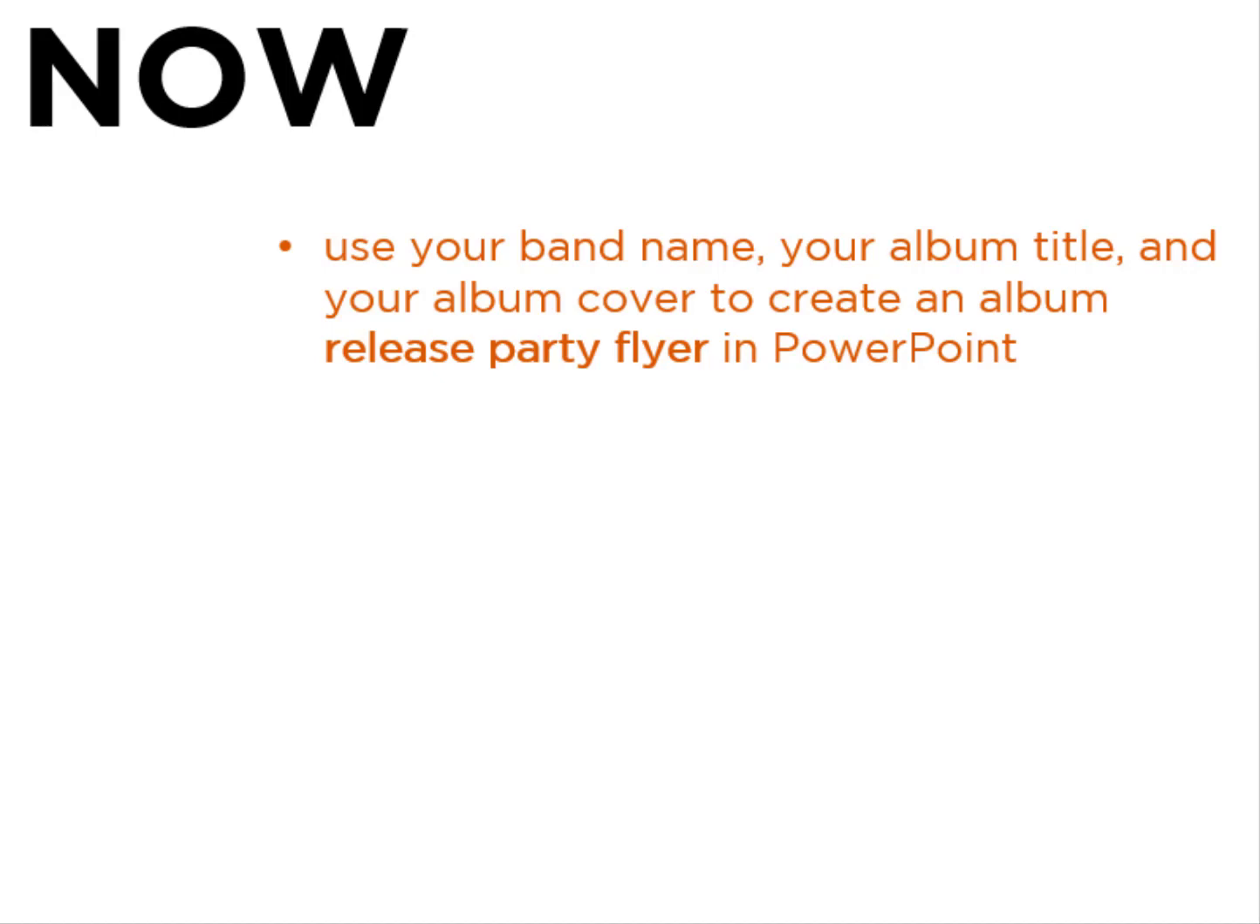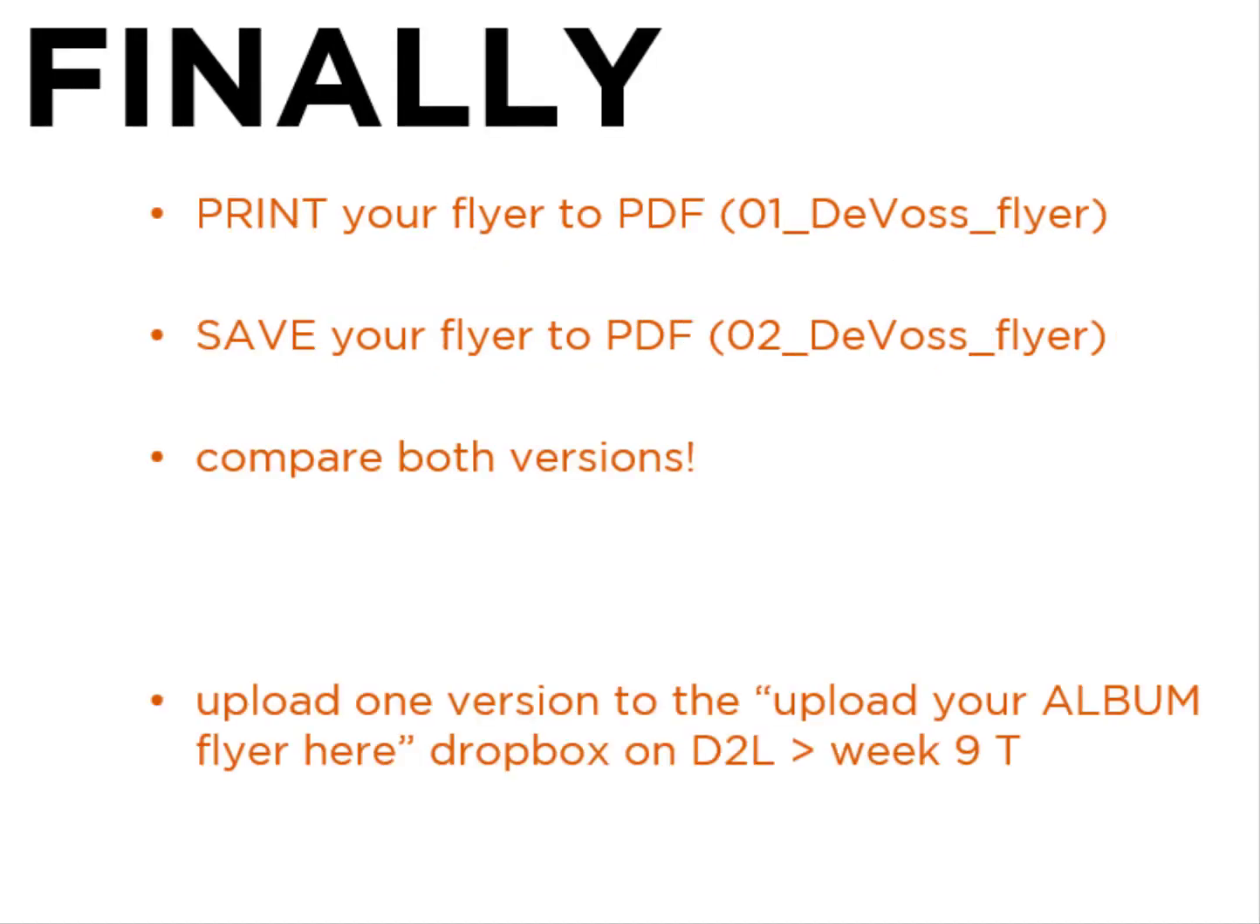Once you've created your flyer and you're happy with it, I'd like you to try saving the final flyer 2 different ways. First, by printing to PDF, so File, Print PDF. And then a second version by saving to PDF, File, Save PDF. And compare the 2 files that are output. See if you notice any differences between the 2 PDFs. Choose one version to turn in and upload on D2L by 5 o'clock today.